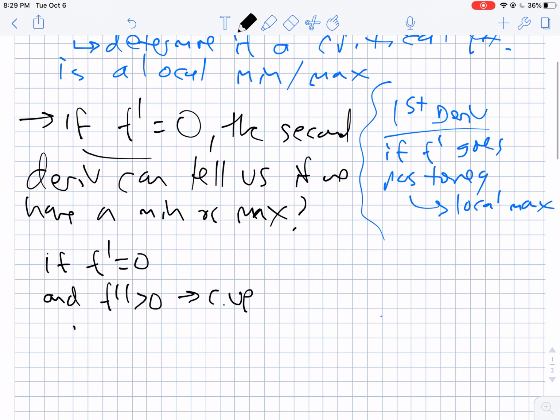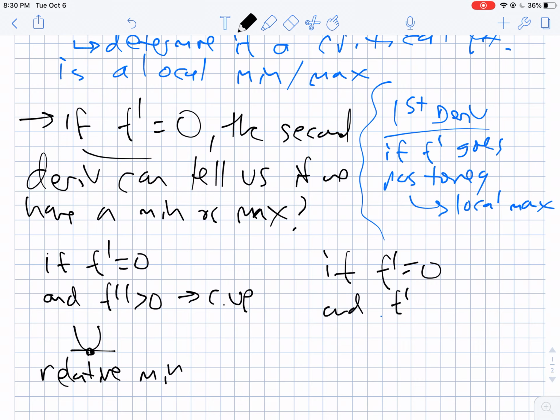So let's see what that looks like. If you're concave up and you have a first derivative of 0, it is always going to be a relative minimum. Conversely, if the first derivative equals 0 and the second derivative is less than 0, meaning that you are concave down, then that means you have a slope of 0 and concave down, so you have a relative maximum at that point. So as long as the first derivative is 0, you just find the second derivative at that point.